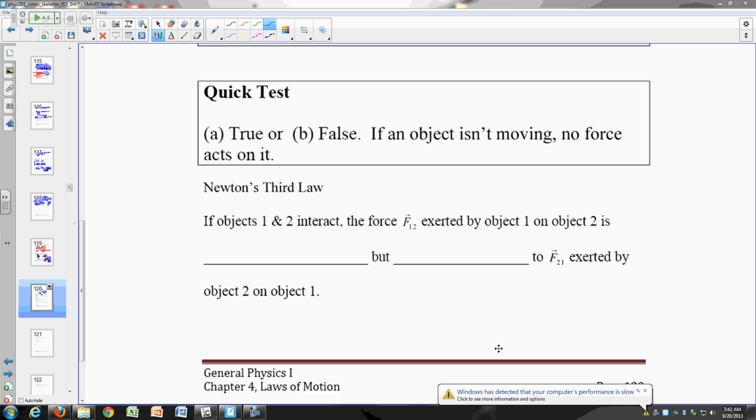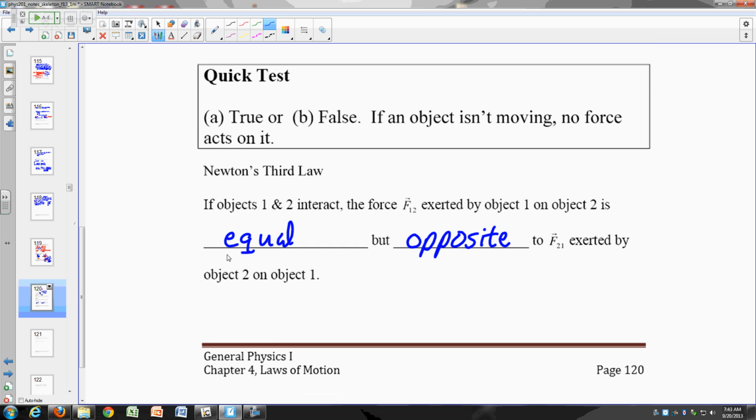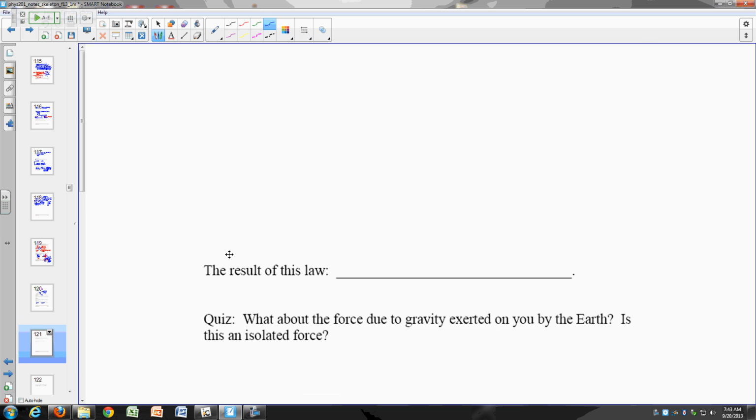All right, now we have Newton's third law, which is if objects 1 and 2 interact, that means if they have a force acting on one of them, then the force F12 exerted by object 1 on object 2 is equal but opposite to F21 exerted by object 2 on object 1. Let me just draw a picture. That probably doesn't make a lick of sense to you.